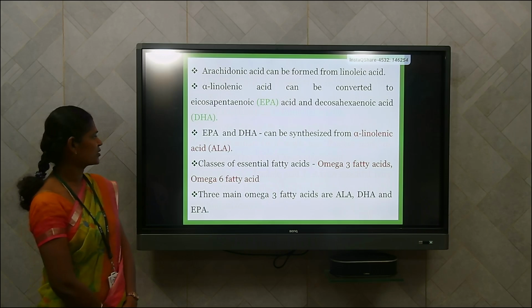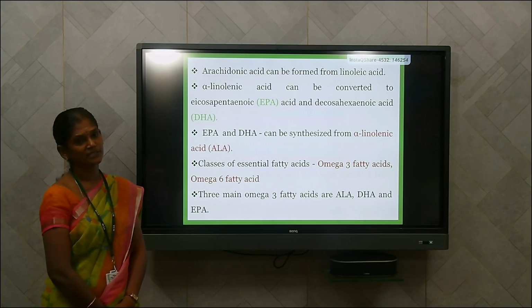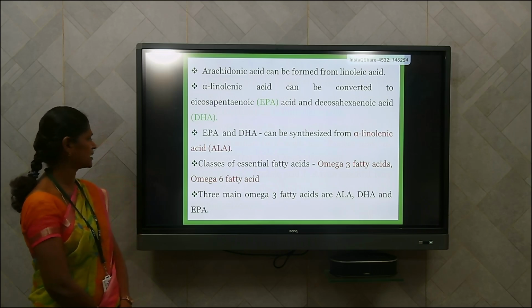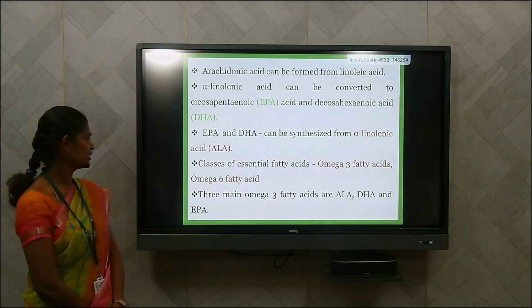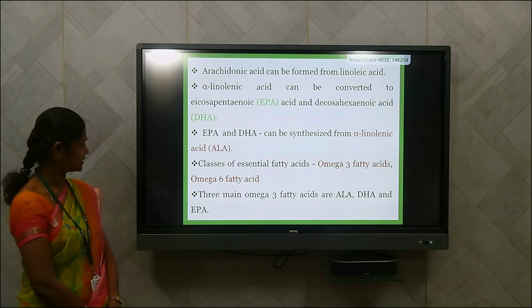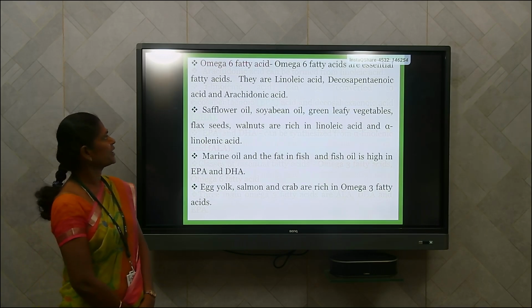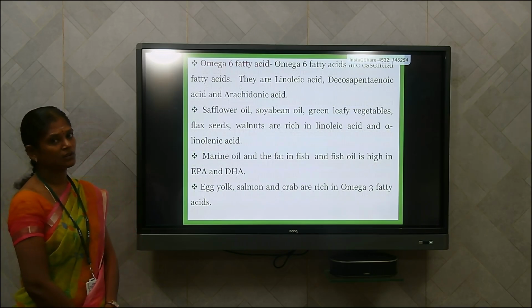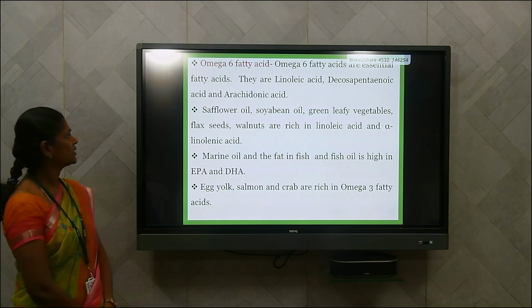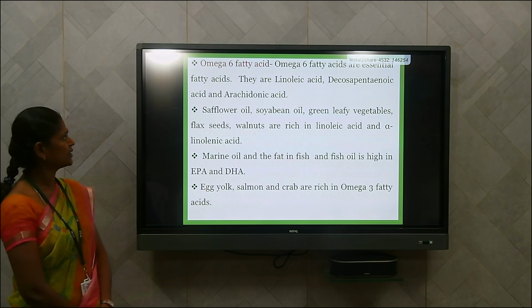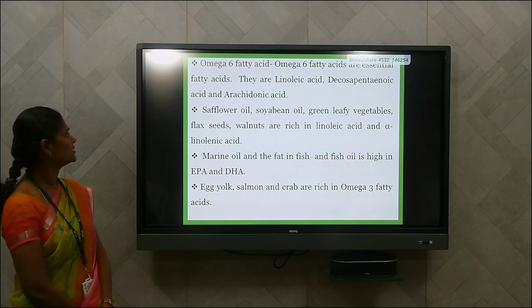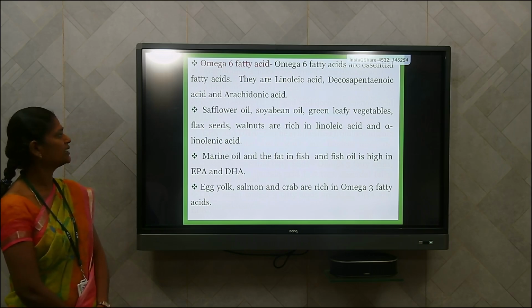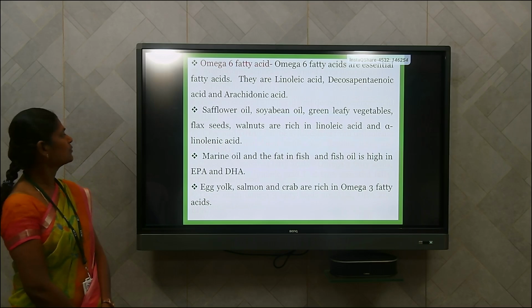EPA and DHA can be synthesized from alpha linolenic acid. Some classes of essential fatty acids are omega-3 fatty acids and omega-6 fatty acids. The three main omega-3 fatty acids are alpha linolenic acid, docosahexaenoic acid, and eicosapentaenoic acid. Omega-6 fatty acids are also essential, and they are linoleic acid, docosapentaenoic acid, and arachidonic acid.